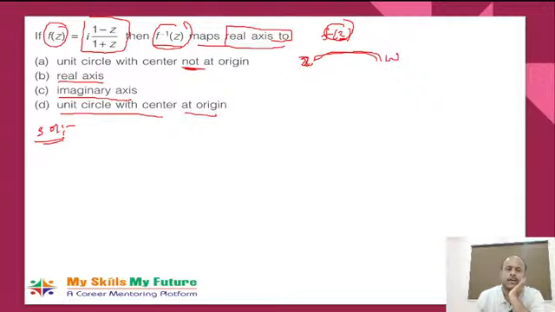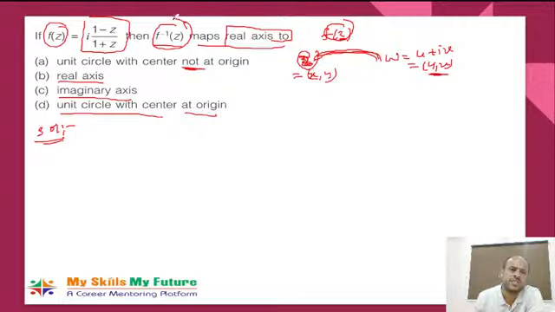z is nothing but x plus iy, or I can write the point x comma y. w is some other complex variable. I will write u plus iv, or simply you can write the point u comma v. Now if we apply f of z, then z is mapped in terms of w, that is in terms of u comma v.